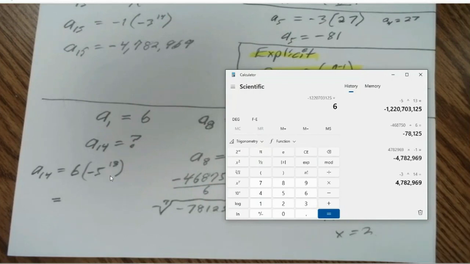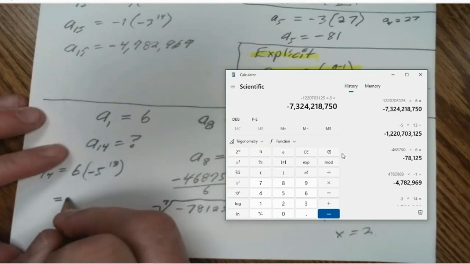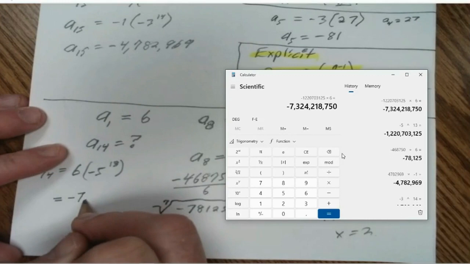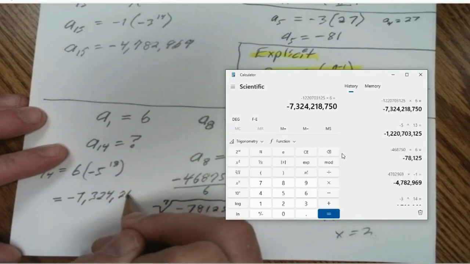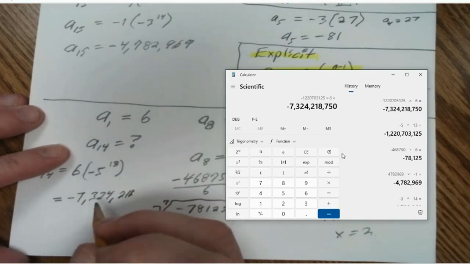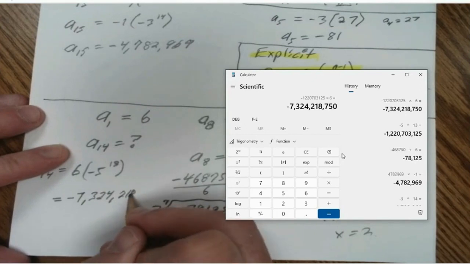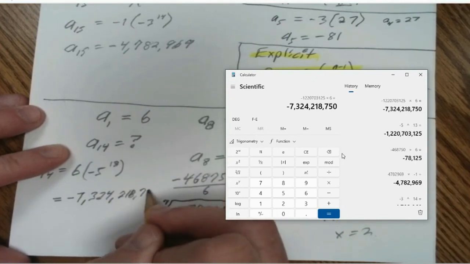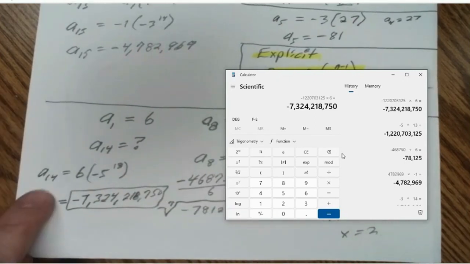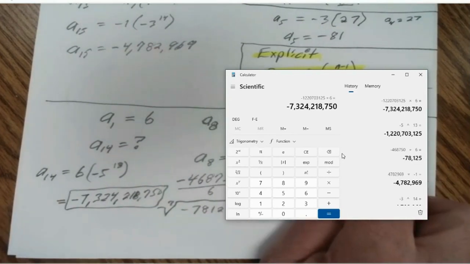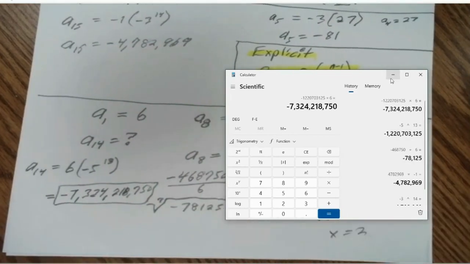Notice when I have this, I do what's in the parentheses first here. It's just easier to raise something to a power first on your calculator and then multiply it by a number. So there's our answer. It equals negative 7,324,218,750. Big number. A14 is a big number when multiplying by negative 5 each time. Even though we just started at 6, it becomes a big number.